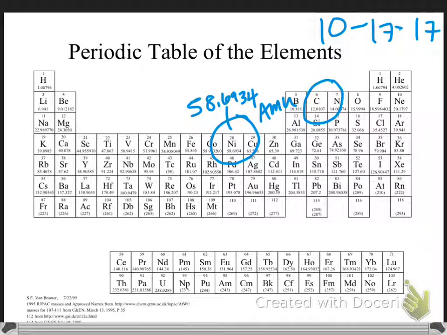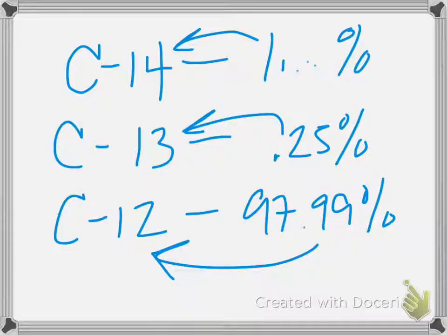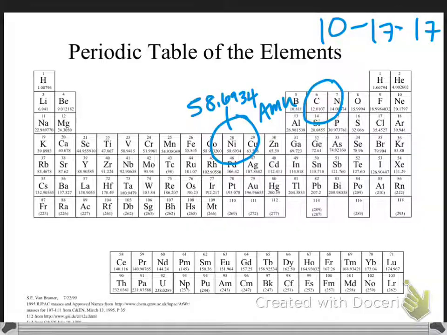Go ahead and take a look at carbon on your periodic table. So if we look at carbon, we have a weighted average atomic mass of 12.0107. What do you think the most common isotope of carbon is? Carbon-12. Now, I wasn't making that part up. I don't know what the actual abundance is. Let's look at sodium. What do you suppose the most common isotope of sodium is? Yeah, sodium-23 is fairly common.